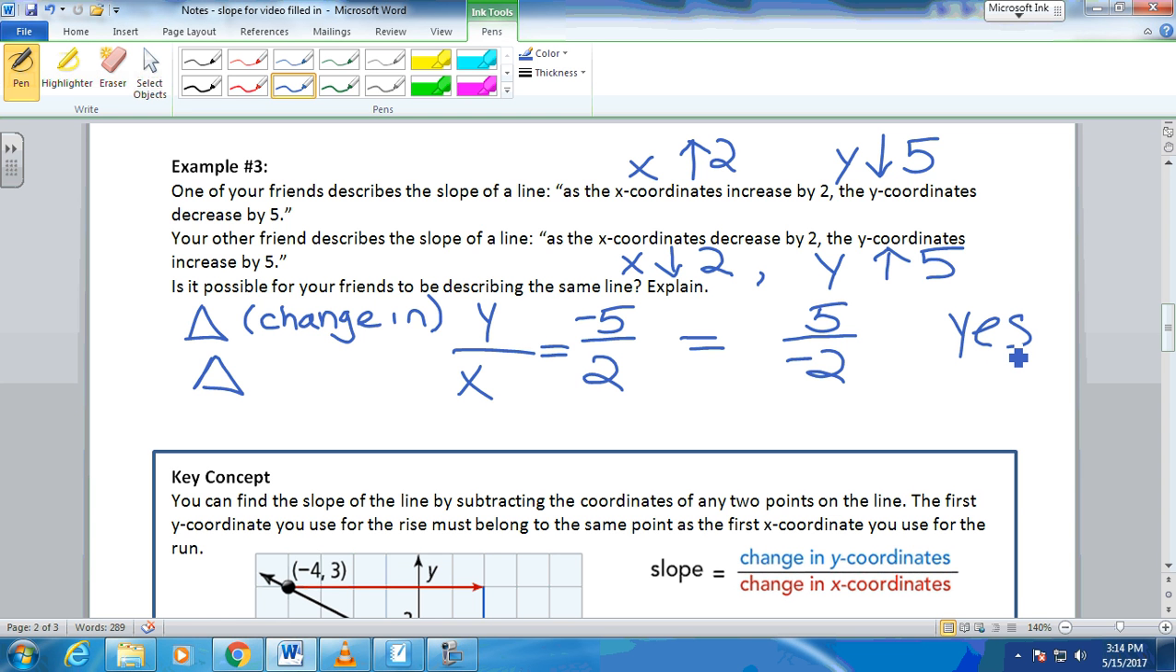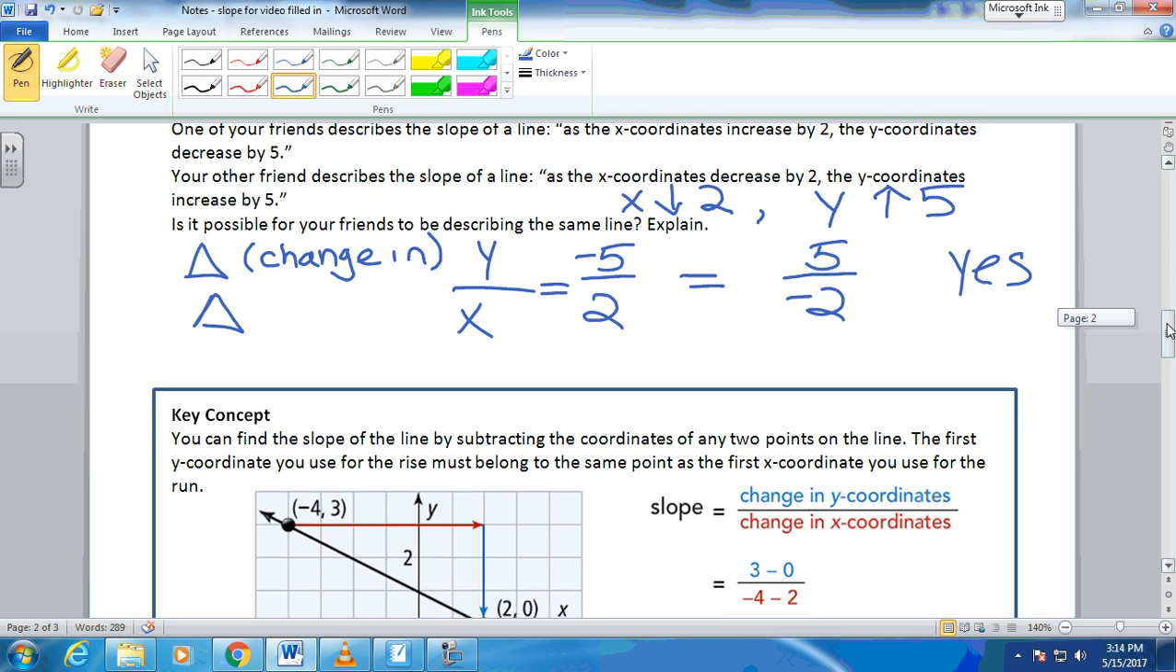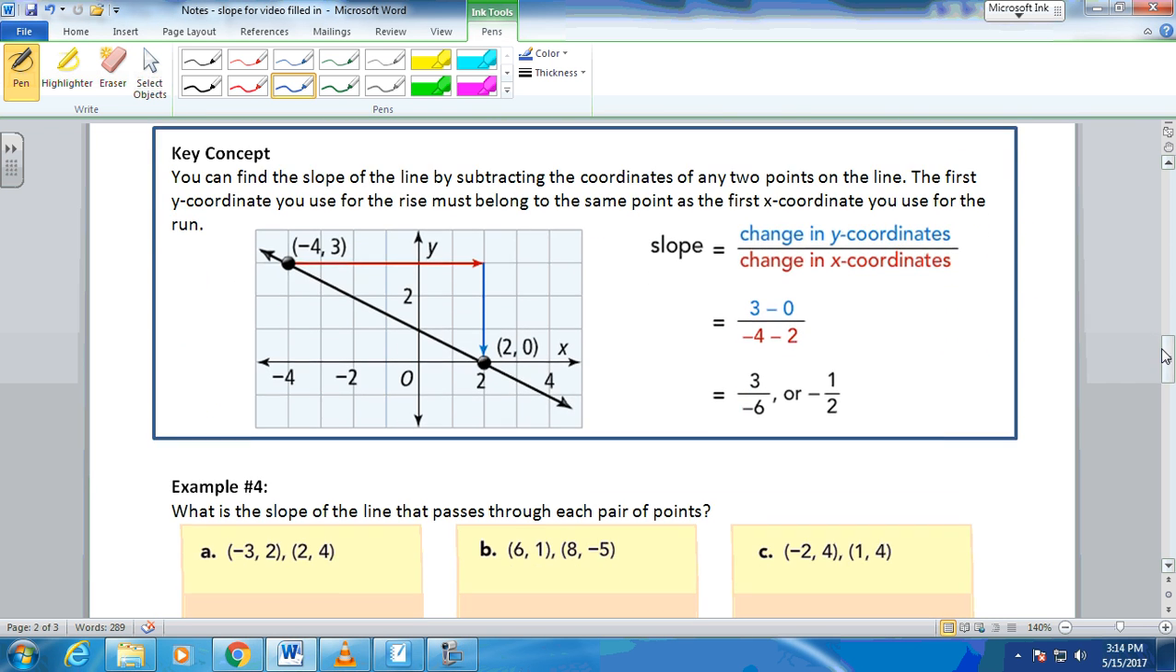So how we're going to go over this next part is what I was saying we were going to go over in a minute. This is now actually taking the coordinates and subtracting the coordinates. So this is one that if you're afraid of forgetting that the slope is negative just because of the way the line is traveling, this one will help you figure out if your line is positive or negative. So they're saying that you can find slope of the line by subtracting the coordinates of any 2 points on the line. The first y coordinate you use for the rise must belong to the same first point as the first x coordinate you use for the run.